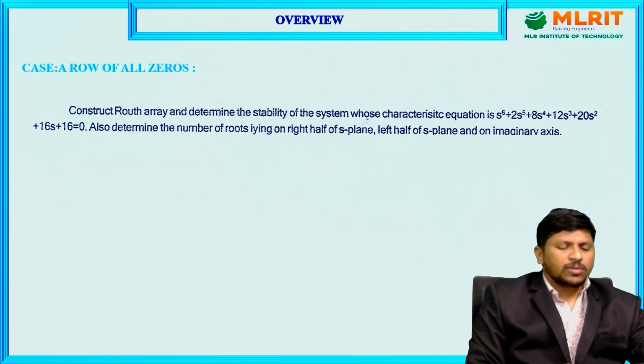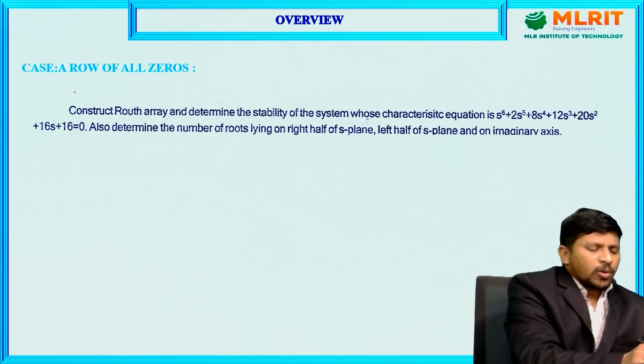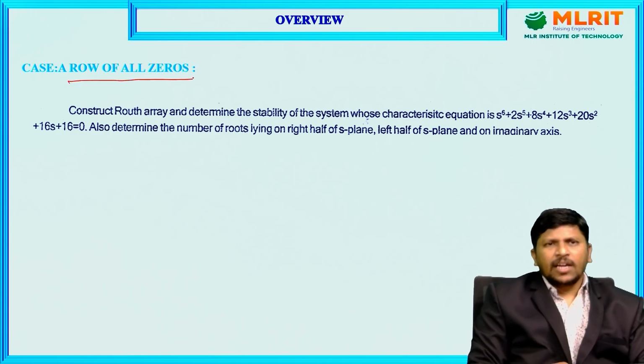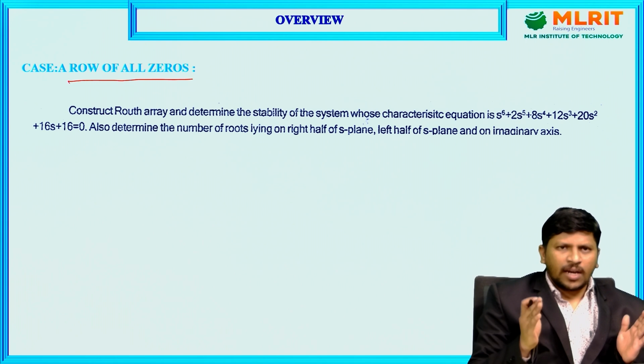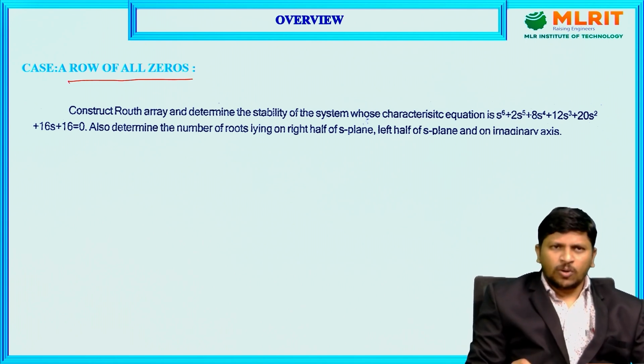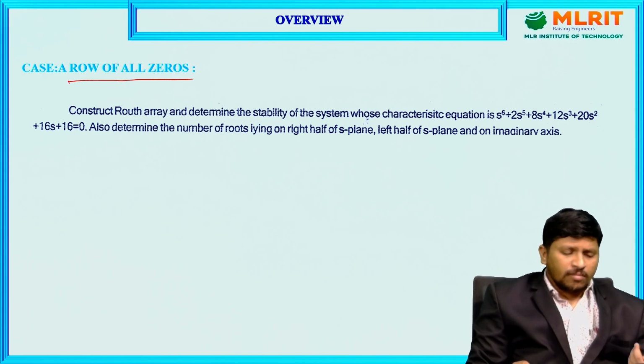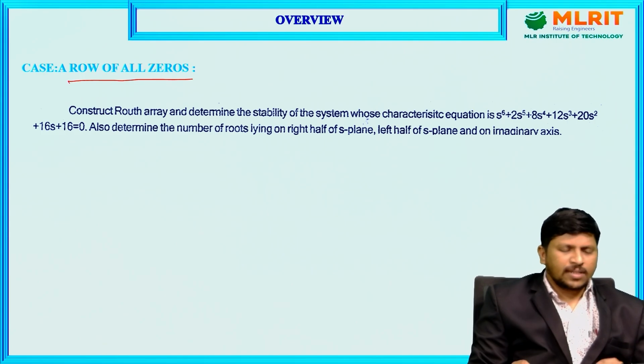Next, let us move on to the overview of that case. If a row is all zeros, which means that when we arrange the array matrix, all the elements of any row are 0, then that comes under the row of all zeros case, or case 2. From that, we are going to solve one problem based on special case 2.